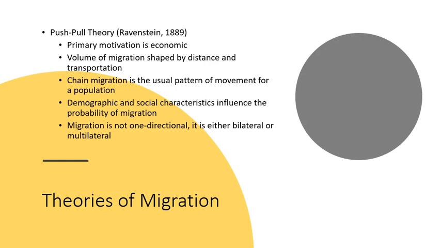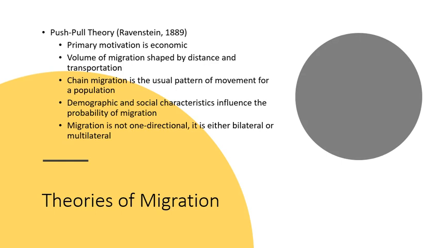People are pushed out of particular places because the economic opportunities are not there, or they move to another place because they're attracted to the economic options that are there. So volume of migration is also going to be shaped by distance and transportation. People have to weigh the transportation and distance costs when they are relocating. Is it worth it? Chain migration is a usual pattern of movement from one population's location to another.